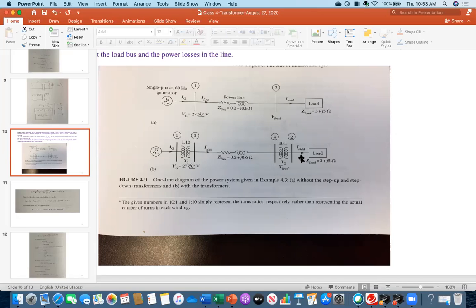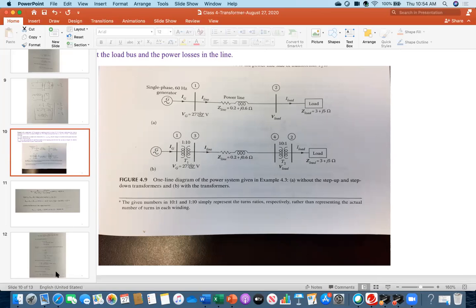The answer is no, because that is not fully in series. In between there is a transformer. So what you have to do, again, you have to convert with the help of the turn ratio. This means simply apply the current and turn ratio relationship. So first find out what the current is here.